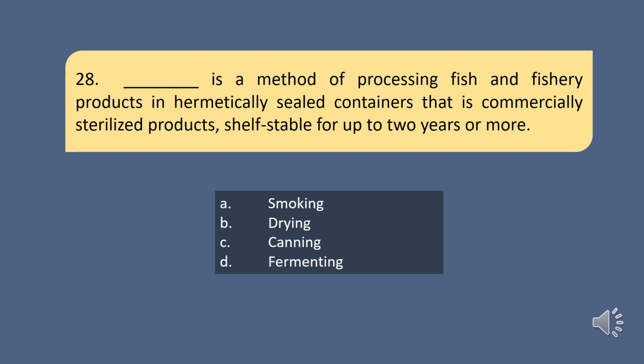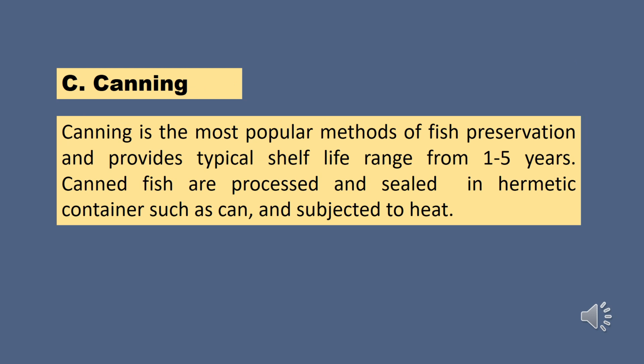Drying. C. Canning. D. Fermenting. 5, 4, 3, 2, 1. The correct answer is letter C. Canning. Canning is the most popular method of fish preservation and provides a typical shelf life ranging from 1 to 5 years.